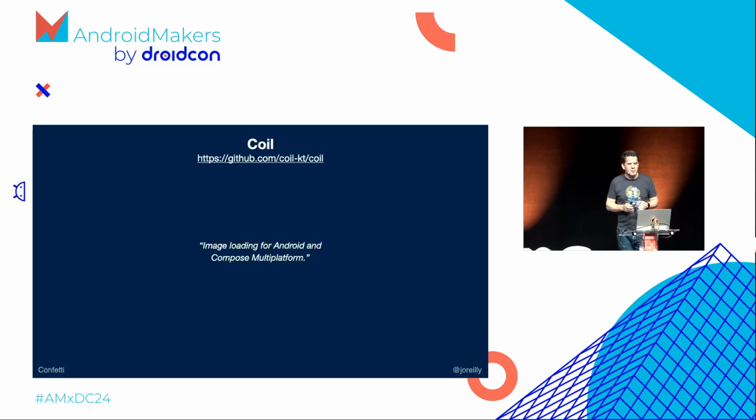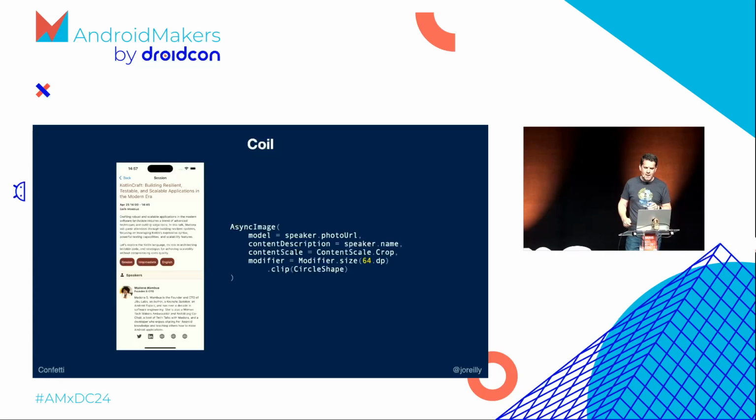The last library I'm going to show for this project is Coil, the one that folks might be familiar with from Android. It provides image loading and rendering functionality, and also now supports Compose Multiplatform. And this is a small example of it being used to show a profile image in the session details screen in Confetti. In this case, in shared Compose Multiplatform code that's also being consumed in the iOS client.